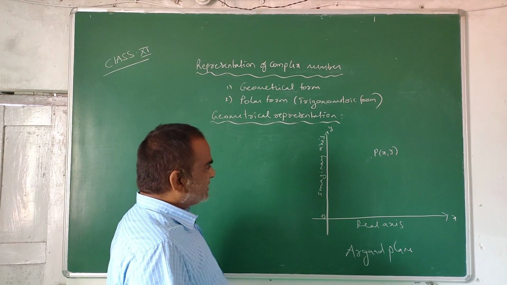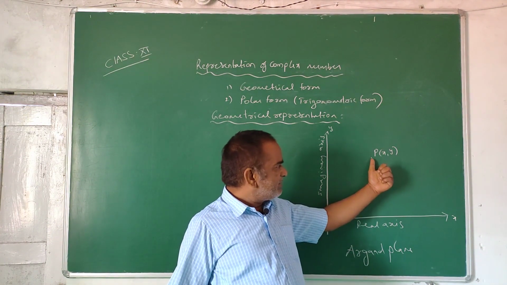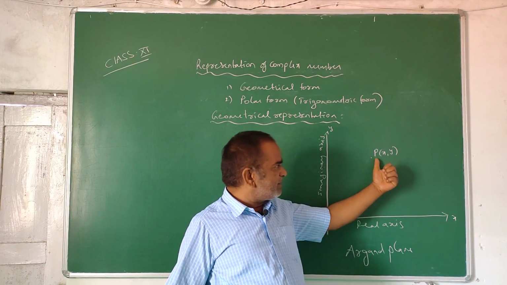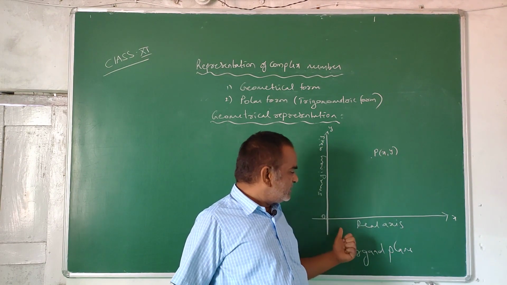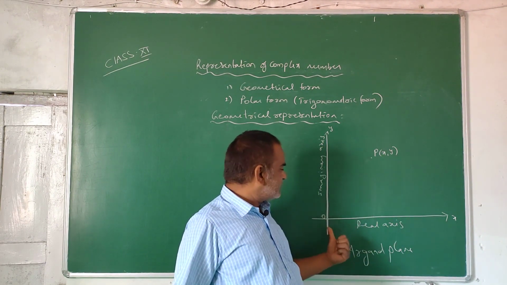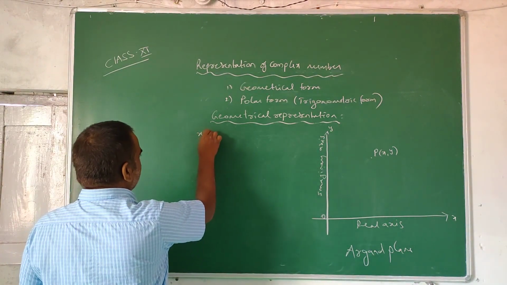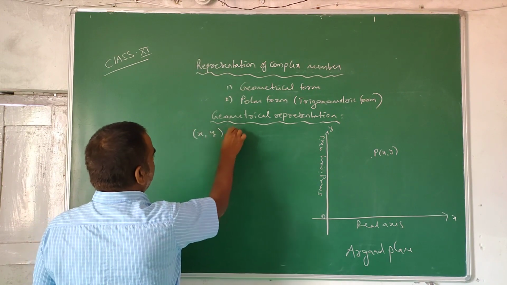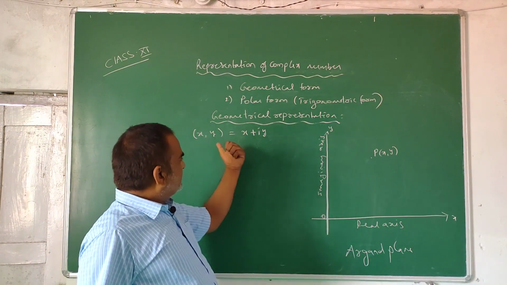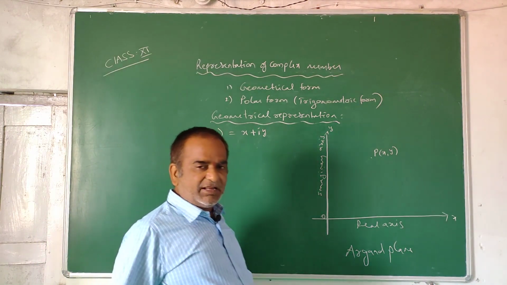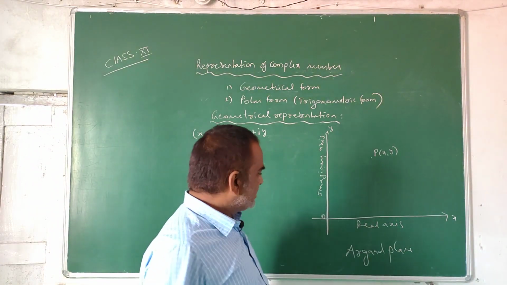Understood? Geometrically, a complex number is represented by a point P(x, y) in the Argand plane. Here x is the real part, we take along the x-axis, y is the imaginary part, we take along the y-axis. So, hereafter we shall not make any distinction between the ordered pair and the standard form of a complex number. So, the point P takes the responsibility to represent x plus iy. Understood?